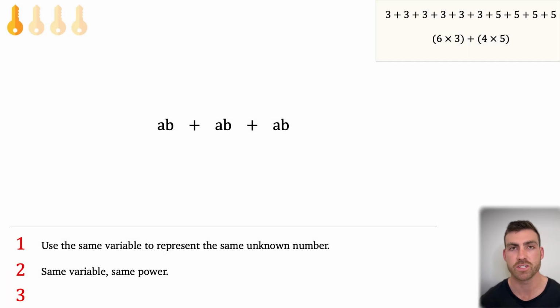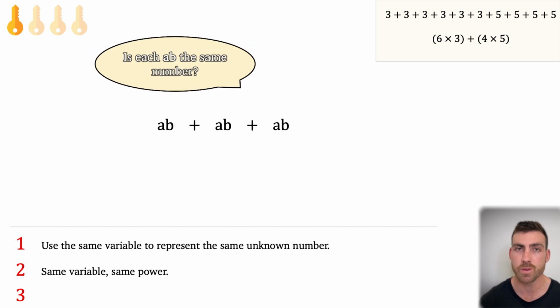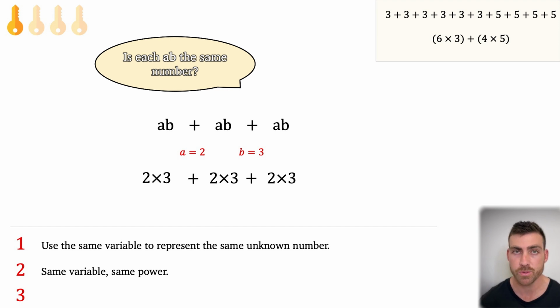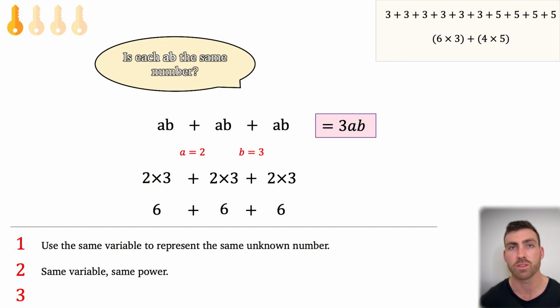Next, let's look at this situation. Is each AB the same number? Let's prove it the same way. If A equals 2 and B equals 3. Remember, there is a hidden multiplication between the ABs. Completing each calculation, each will equal 6. They are the same number. So we can collect them equaling 3 groups of AB, which is 3AB. This gives us our final rule, the exact same product of variables.